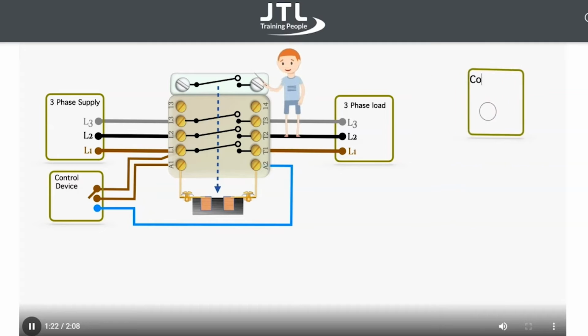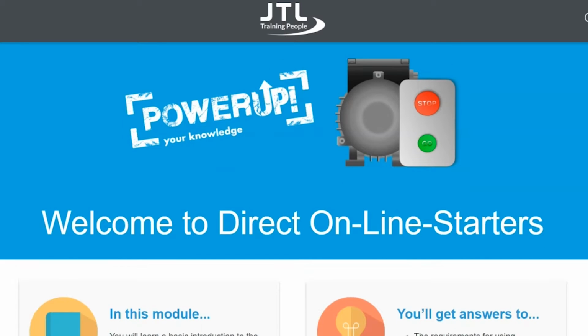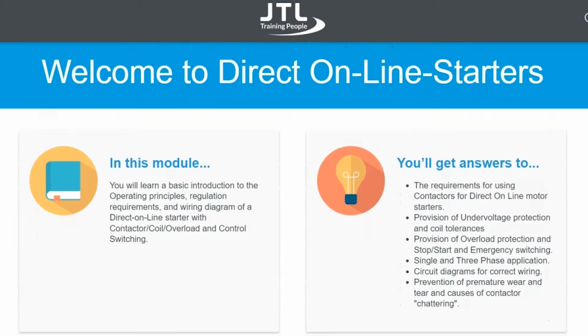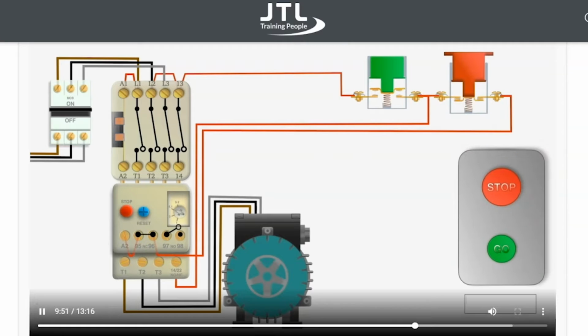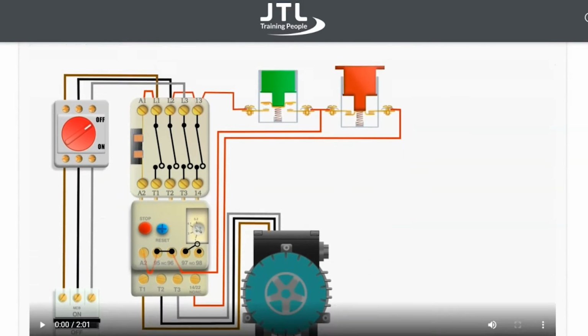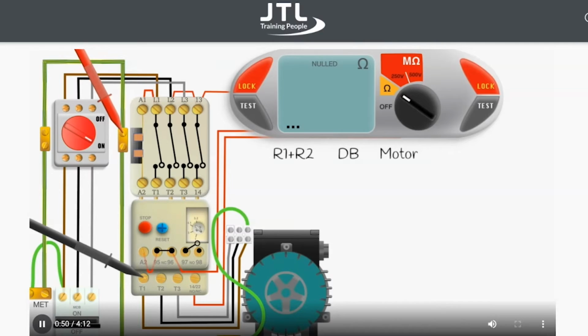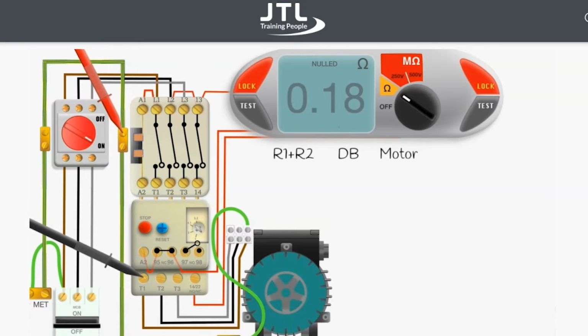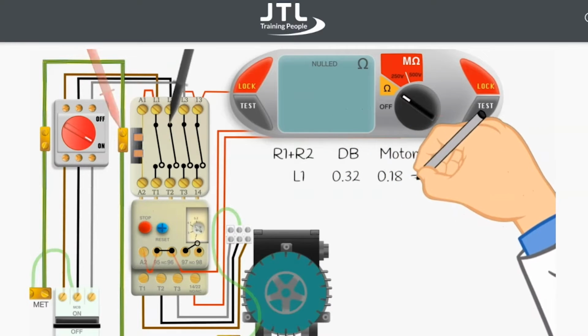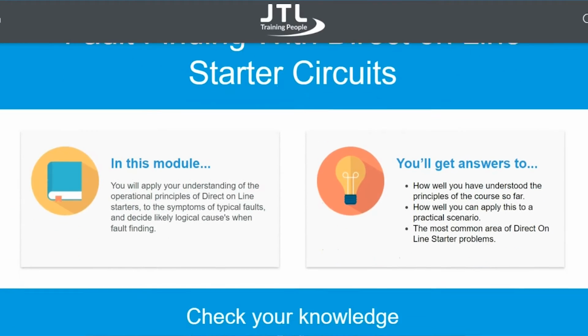auxiliary contacts, contactor control with direct online starters, selection and wiring of stop-start buttons, requirements for overload and under voltage protection for rotating machines, the basic requirement for safe isolation and dead testing around contactors, and basic fault identification.